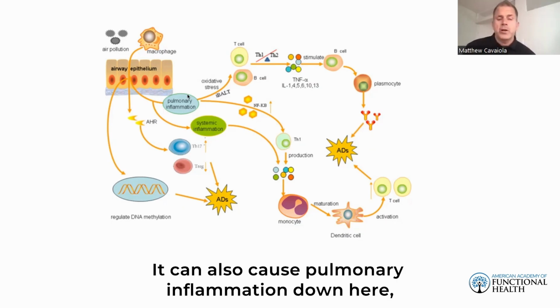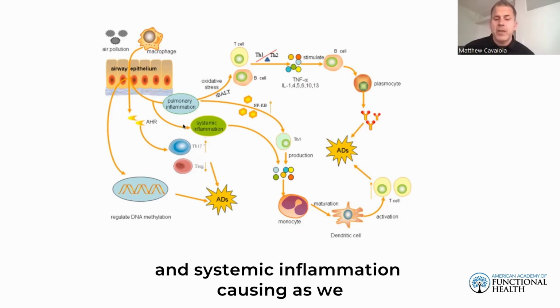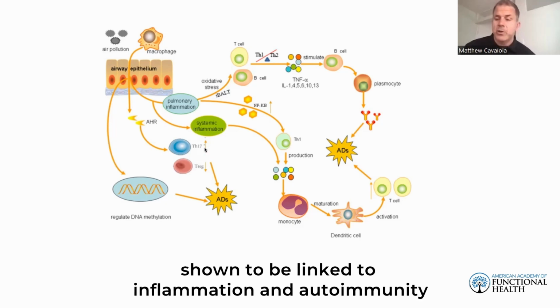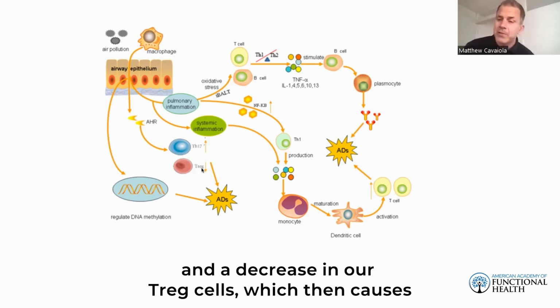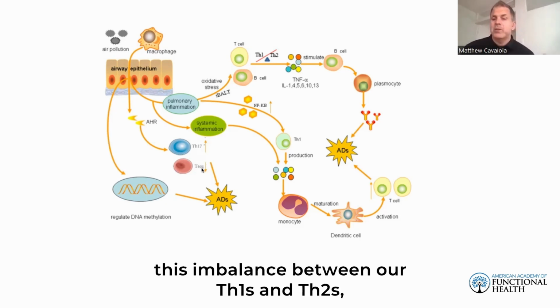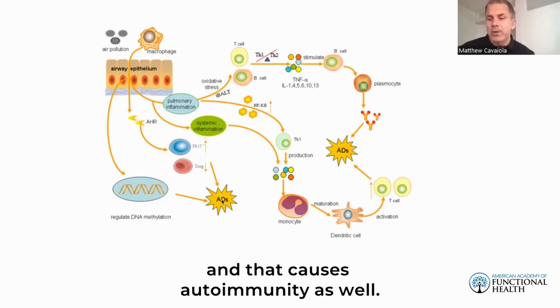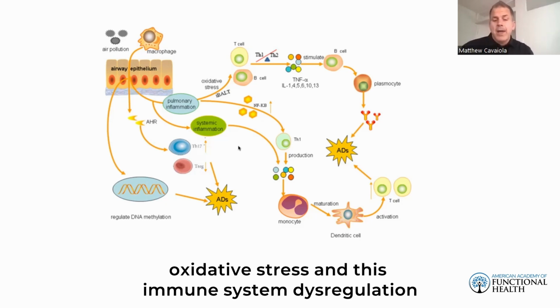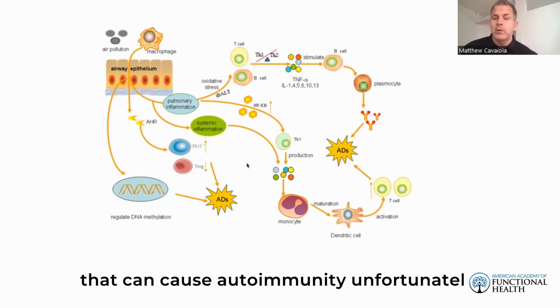It can also cause pulmonary inflammation down here and systemic inflammation, causing, as we mentioned before, the increase in Th17 cells, which have been shown to be linked to inflammation and autoimmunity, and a decrease in our Treg cells, which then causes this imbalance between our Th1s and Th2s, and that causes autoimmunity as well. So the lungs are a jumping off point for systemic inflammation, oxidative stress, and this immune system dysregulation that can cause autoimmunity, unfortunately.